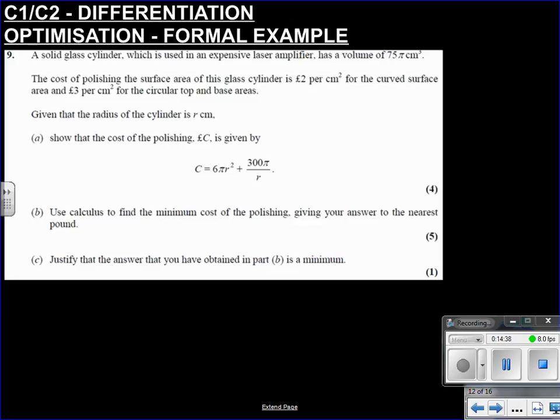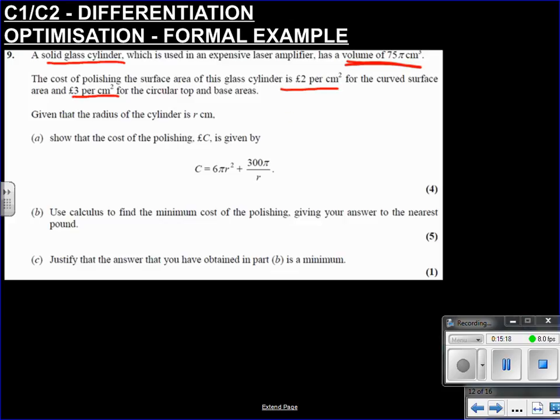Let's go for a formal example then. So this one looks much more meaty, but it's the same principle. So this one says a solid glass cylinder used as an expensive laser amplifier has volume 75 pi. So you know you've been given, like before, the volume, and you know you're going to have to use that. The cost of polishing the surface area of this is £2 per centimeter squared for the curved surface and £3 for the circular top and base. Given that the radius is r, show that the cost of this is this.